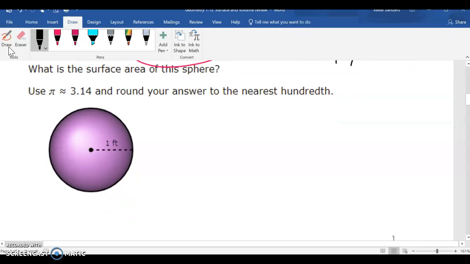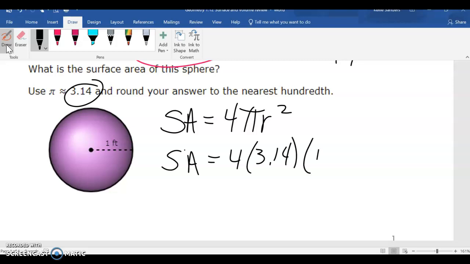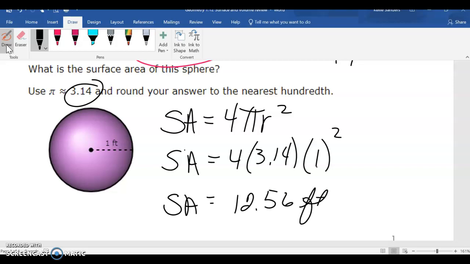What's the surface area of a sphere? The surface area of a sphere is 4 pi r squared. We're going to put 3.14 in there. The radius is 1, and 1 times 1 is 1. So the answer is 12.56 feet squared.